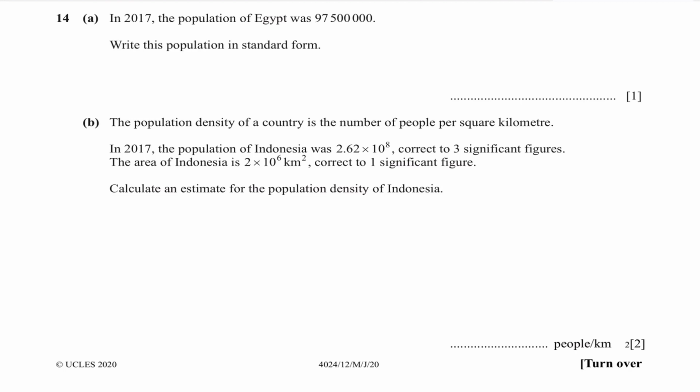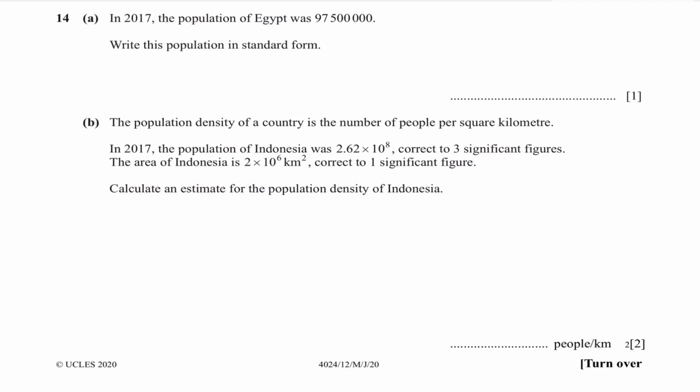Alright, so now we're going to solve the remaining part of this paper, which is May-June 2020, paper 1, variant 2. So we resume from question number 14, which says in 2017 the population of Egypt was 97,500,000, and we have to write this in standard form.